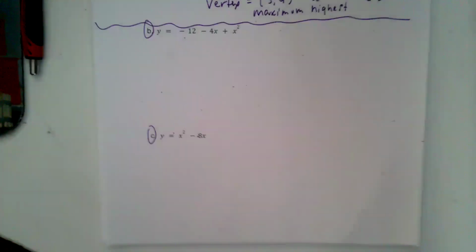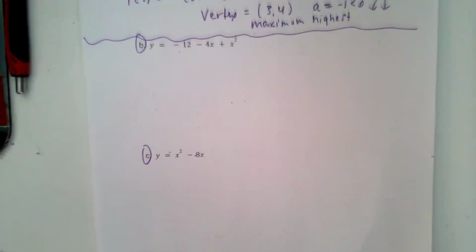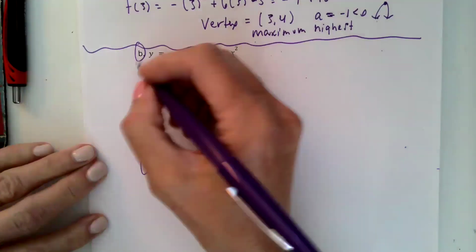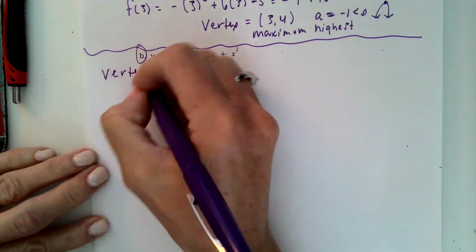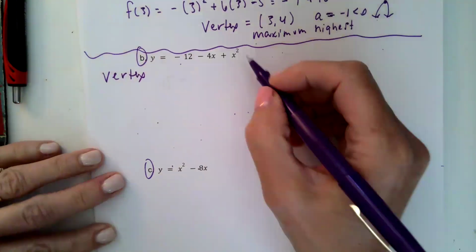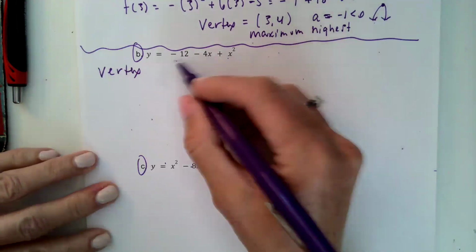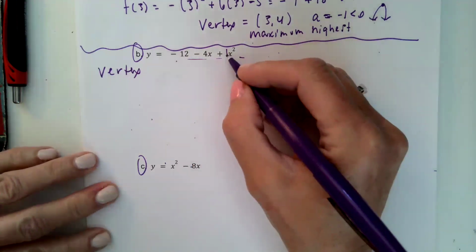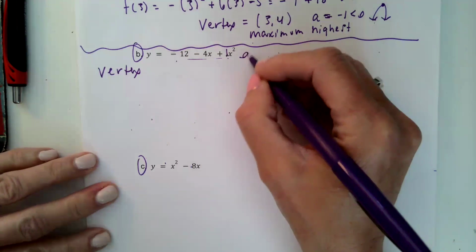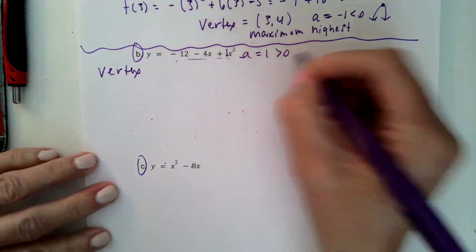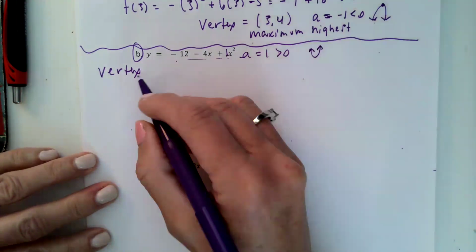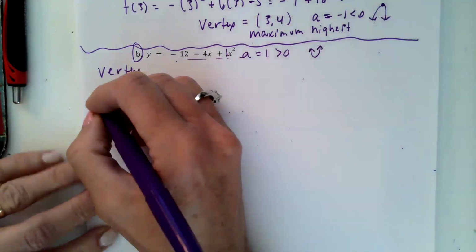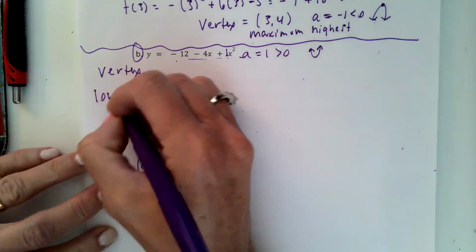And then we had 2 more left on this page, example 4, where we're just finding the vertex and deciding if it's a minimum or a maximum. So this one is written interestingly opposite. So A is a 1. It's on the x squared. So it's a greater than 0. So it's a face up. So my vertex is going to be a minimum. It's going to be the lowest point once we find it.